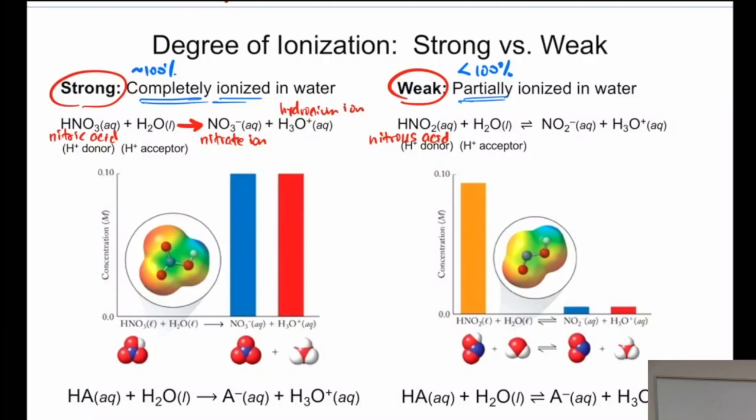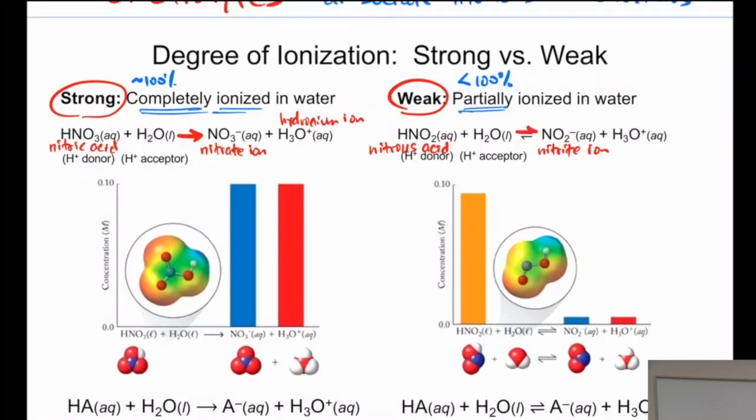Nitrous acid does the same thing. It dissociates into the nitrite ion and the hydronium ion. But this is less than 100%. So notice we have a reversible reaction here. It's less than 100%. One goes to completion and one goes to what? Equilibrium. Equilibrium, that's right.